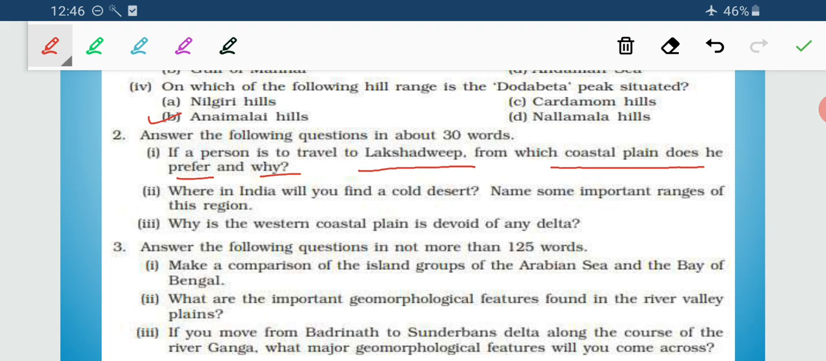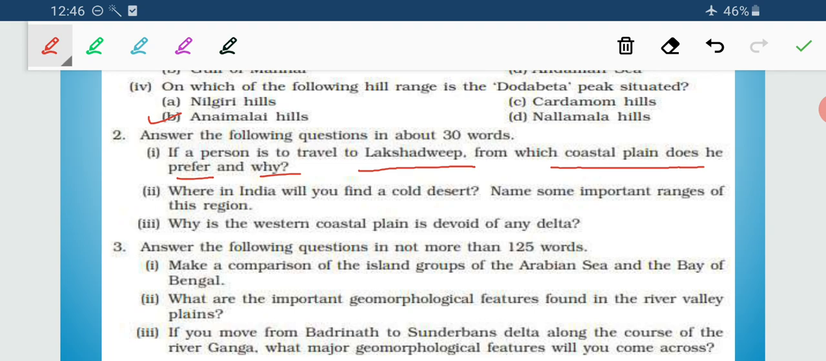And secondly, their course is very short, and they carry less sediments. So these are the reasons why the western coastal plain is devoid of any delta.